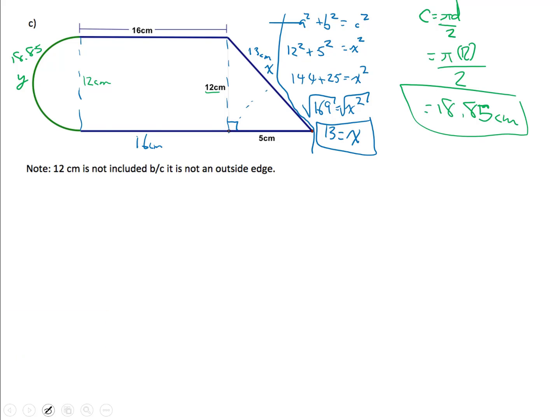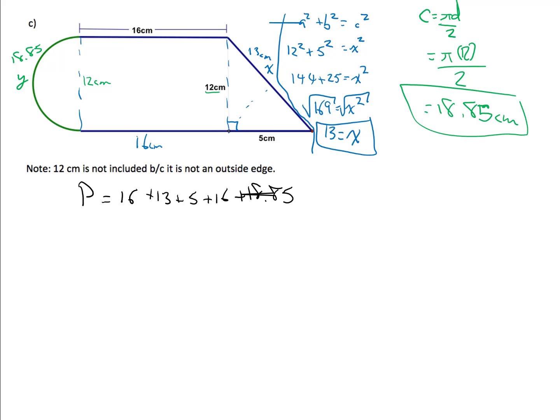And finally, to calculate my perimeter, I'm going to switch to black because there is a lot going on here. For my final perimeter, I'm going to start at the top. I'm going to start with 16 and work my way around. I'm going to go to 13, so 16 plus 13 plus 5 plus 16 again plus 18.85. Now, I put a note in that says 12 centimeters isn't included because it's not an outside edge.